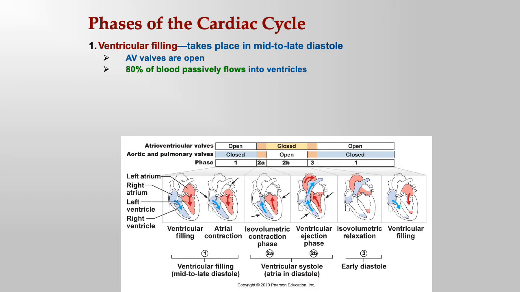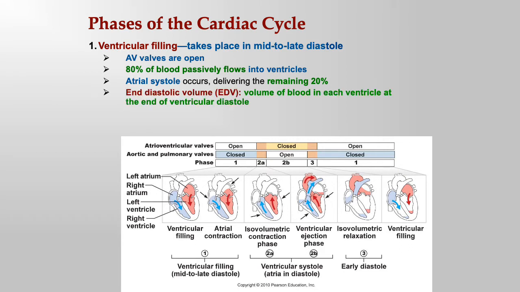As blood is returning from your lungs and from your body, it's returning either into the right atrium from your body or into the left atrium from your lungs. That blood is just flowing in and trickling through the open AV valves down into the ventricle. That's the way 80% of the filling of the ventricles takes place. Then atrial systole occurs. That's when the atria contract. That delivers the remaining 20%. That last bit gets pumped and physically forced down into the ventricle.